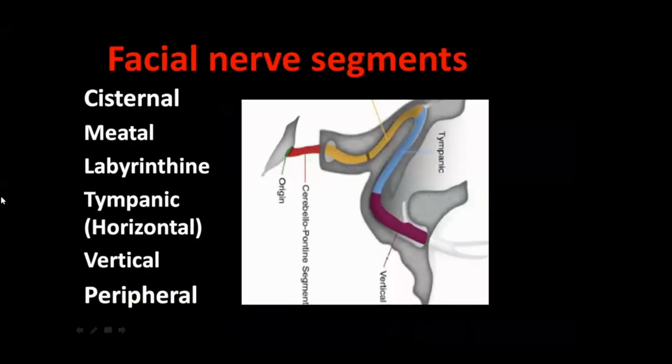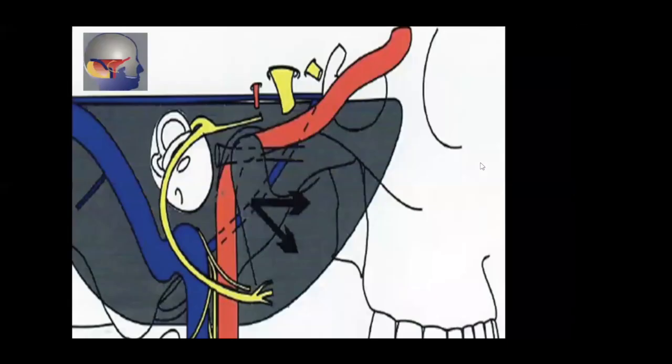So basically, we speak about segments of the facial nerve. As it comes from the brainstem, there's a segment here called cisternal, and then it goes into the meatus. This is called meatal. And then this is the labyrinthine part, because it is related to the labyrinth. And then this is the geniculate ganglion. And here is the tympanic part of the facial, and then the second genu and the mastoid part of the facial. So this is a general overview.